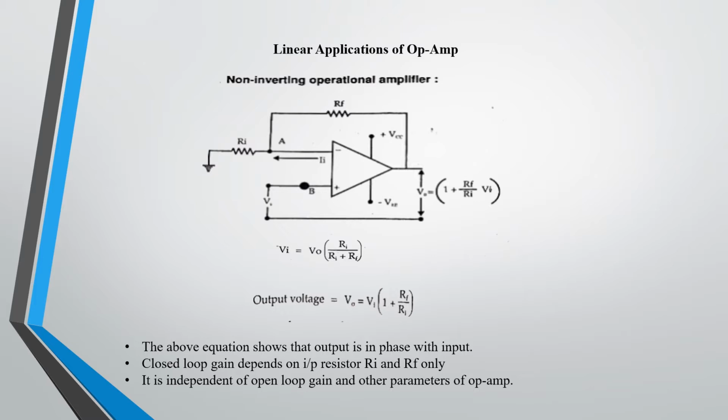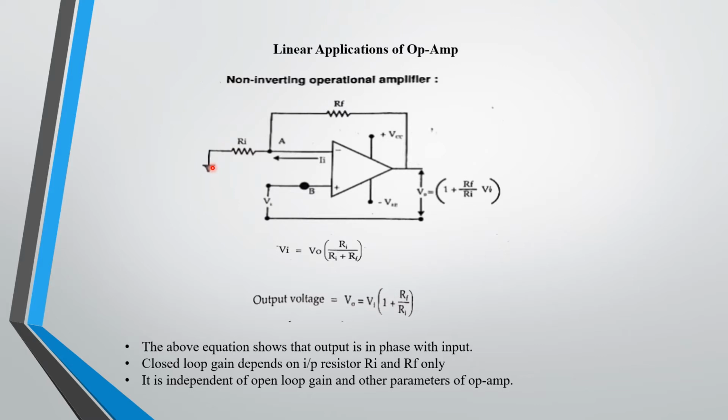As shown in this circuit diagram, this one is non-inverting operational amplifier. As shown in this figure, input voltage Vi is applied to the non-inverting input terminal, whereas the inverting input terminal is connected to the ground potential. Whether the circuit is inverting or non-inverting configuration depends on where the input voltage is applied. So here input Vi is applied to the non-inverting terminal. The inverting terminal is connected with the help of resistor Ri to the ground potential.